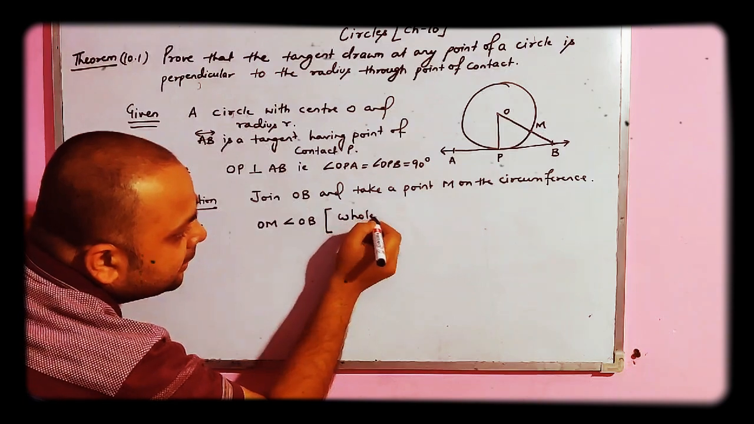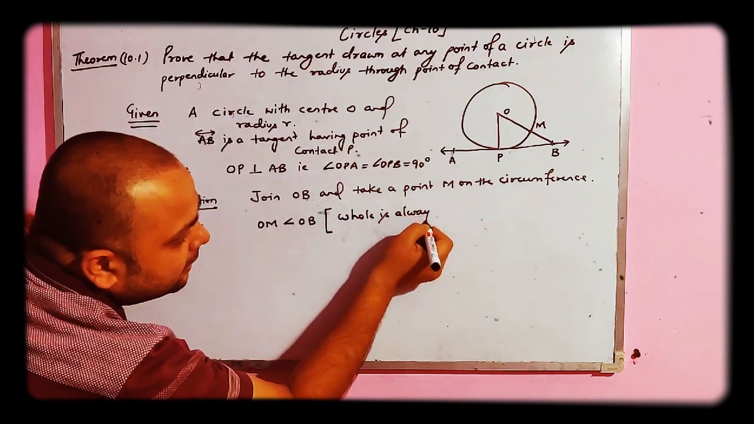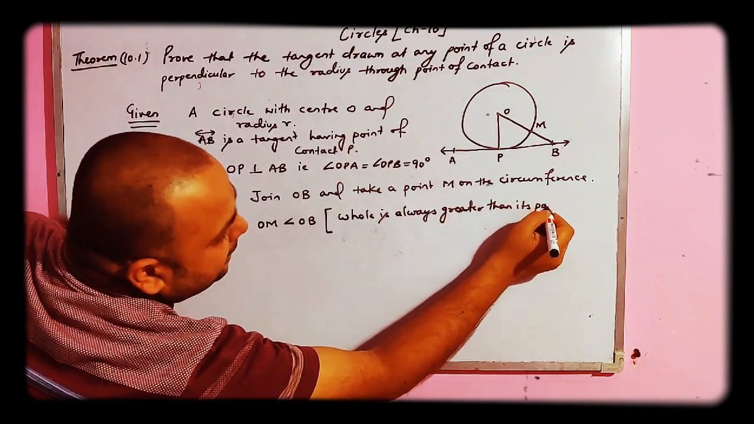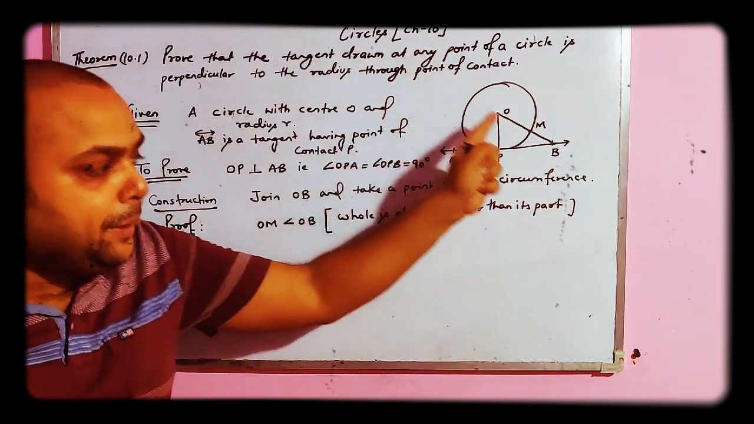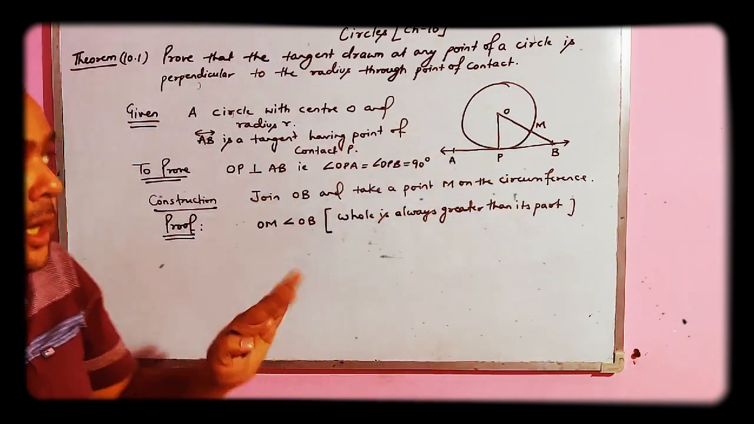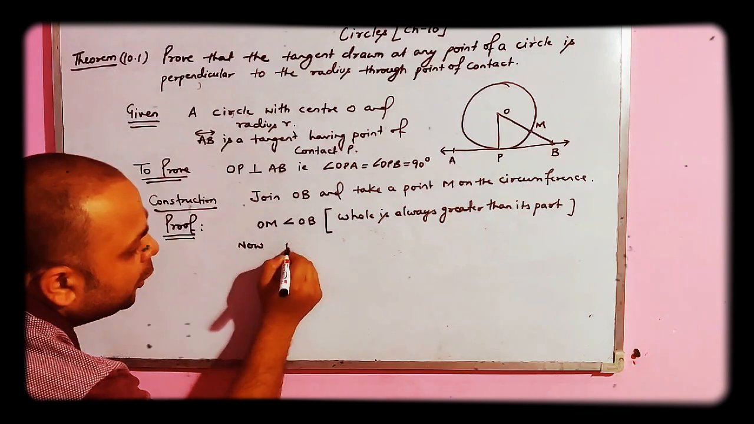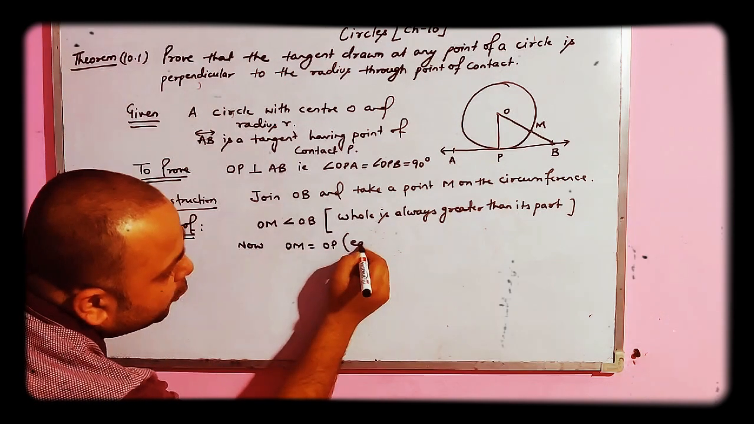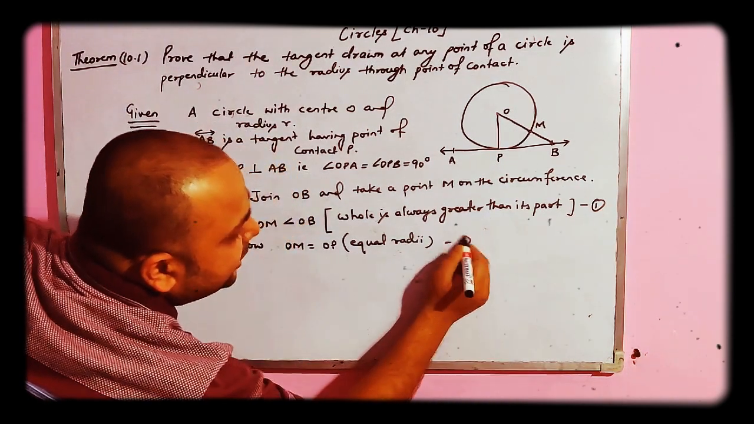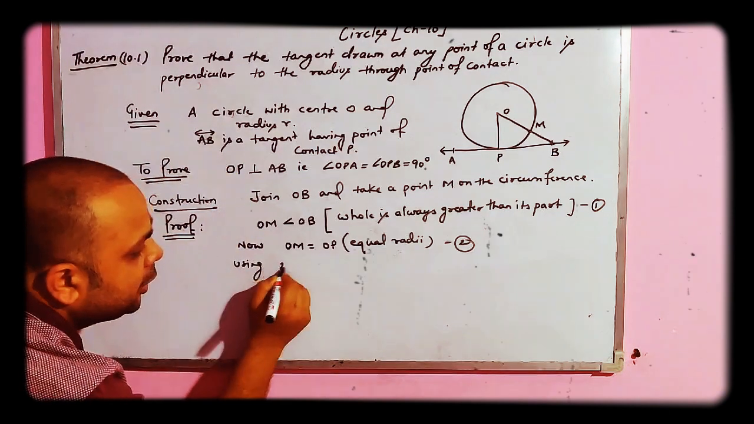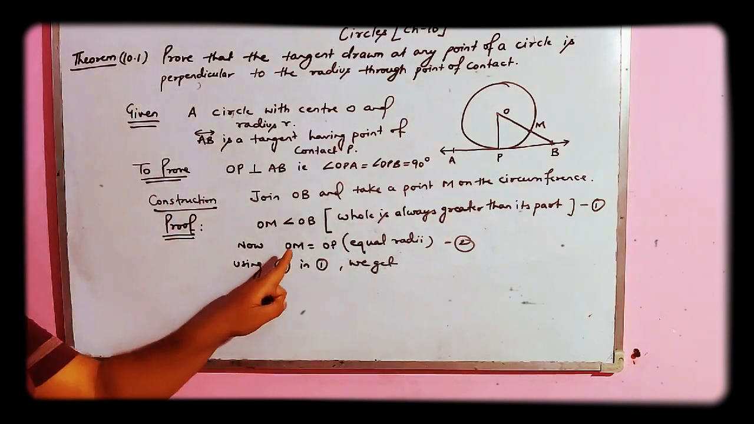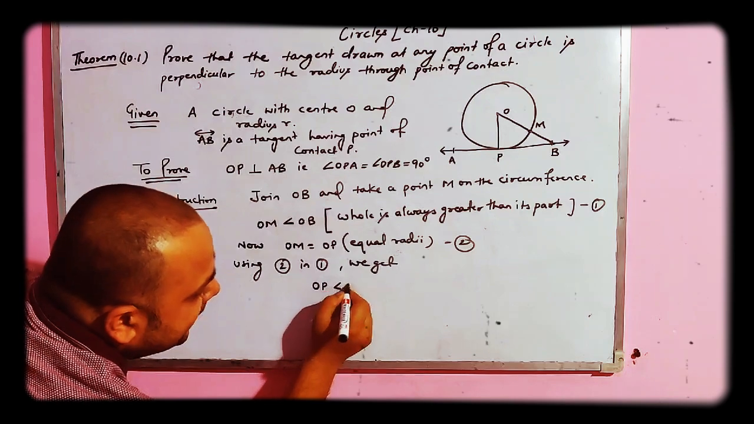The whole is always greater than its part. Since OB is the complete length and OM is a part of it, OM must be less than OB. Now OM is equal to OP, equal radii. So this is the first condition, this is the second condition. Using 2 in 1, we replace OM with OP, so OP is less than OB.